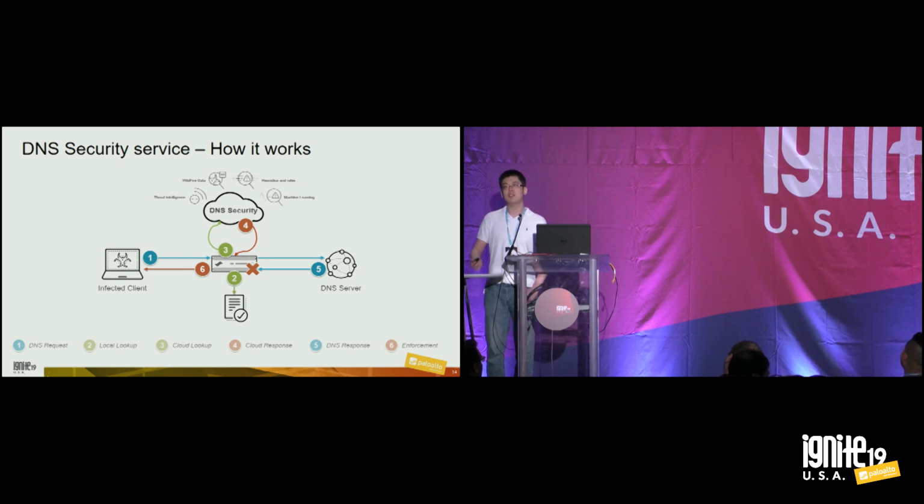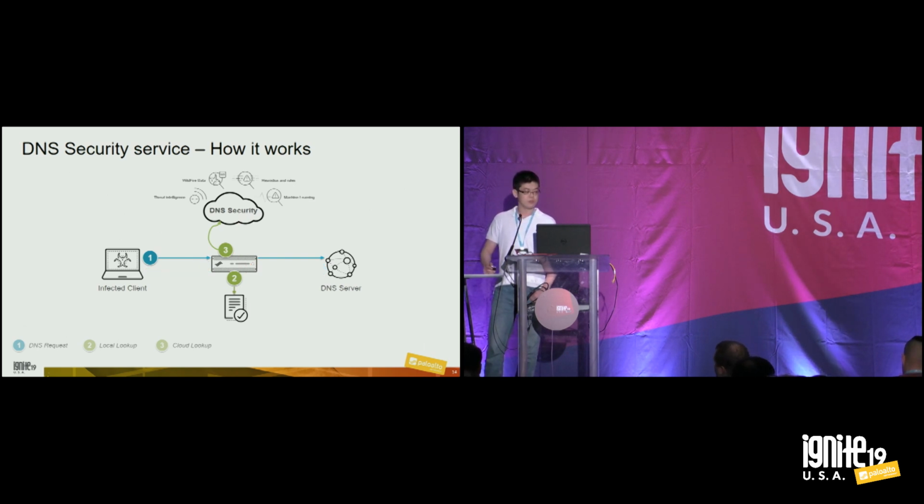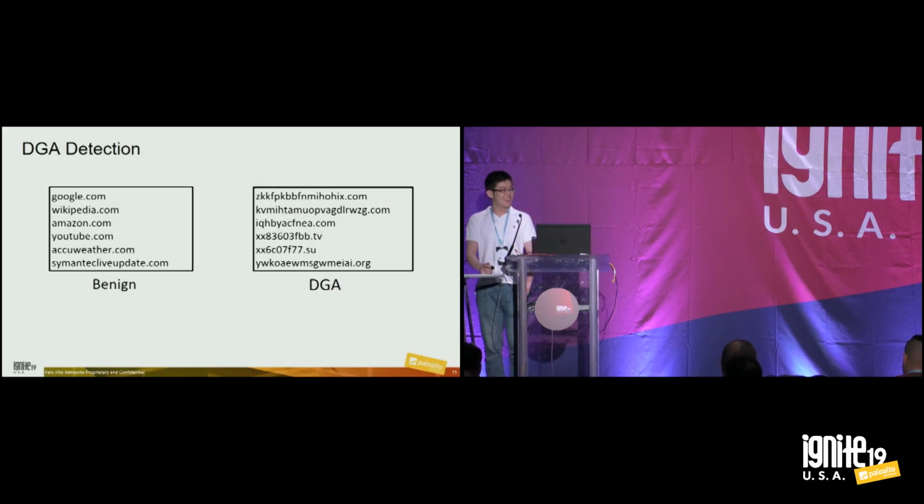So given the potential infinite scalability of the cloud, our DNS security service can provide many different protections. But in this talk, I will focus on the two that use machine learning a lot. One is real-time DGA detection, and the other is real-time DNS tunneling detection. So the first is DGA detection.